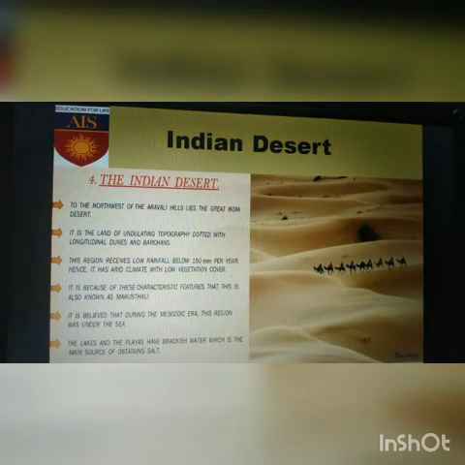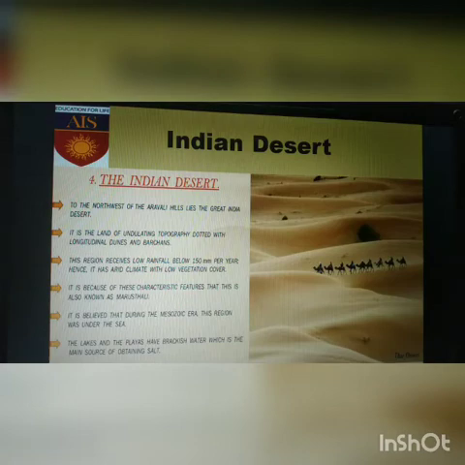Now let us come to our Indian desert. To the north of the Aravalli hills lies our Great Indian Desert. It is a land of undulating topography dotted with longitudinal dunes and barchans. This region receives low rainfall, below 150 mm, that means millimeters, per year, quite less. Hence, it has an arid climate with low vegetation cover. It is because of these characteristic features that this is also known as Marusthali.